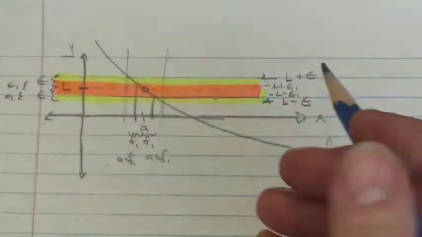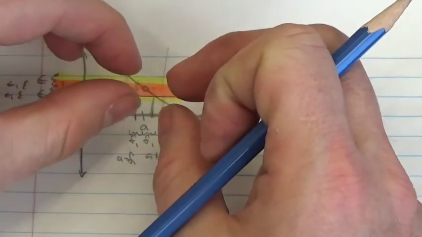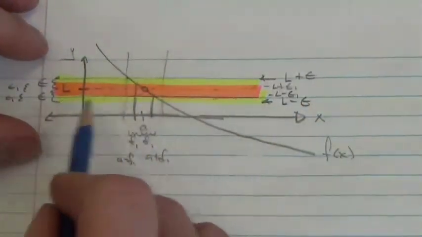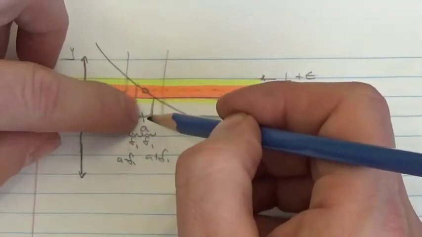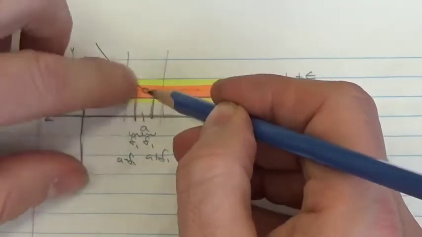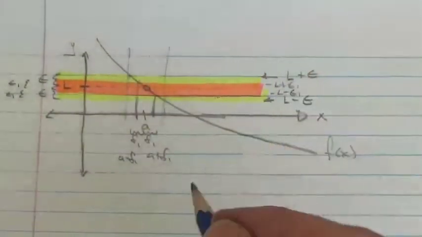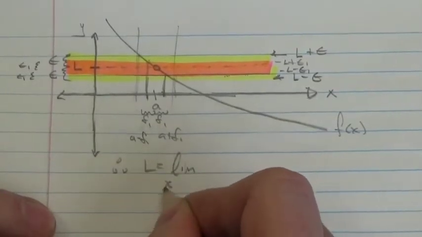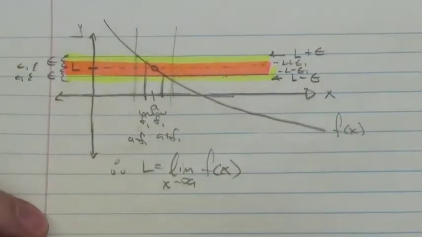And again, the answer is yes. So if that's true, if it doesn't matter how small I make that, if no matter how small I make this little band around my L, it always creates a little band around A, so that if I was inside this little interval around A, I'm automatically inside this interval around L? If that's true, then L is the limit as x approaches A of f of x. And that's what we mean by that.